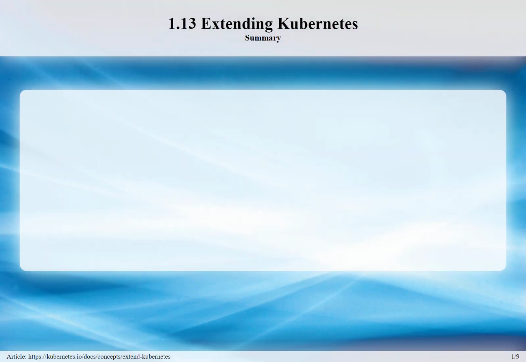Chapter 1.13 Extending Kubernetes. Summary.